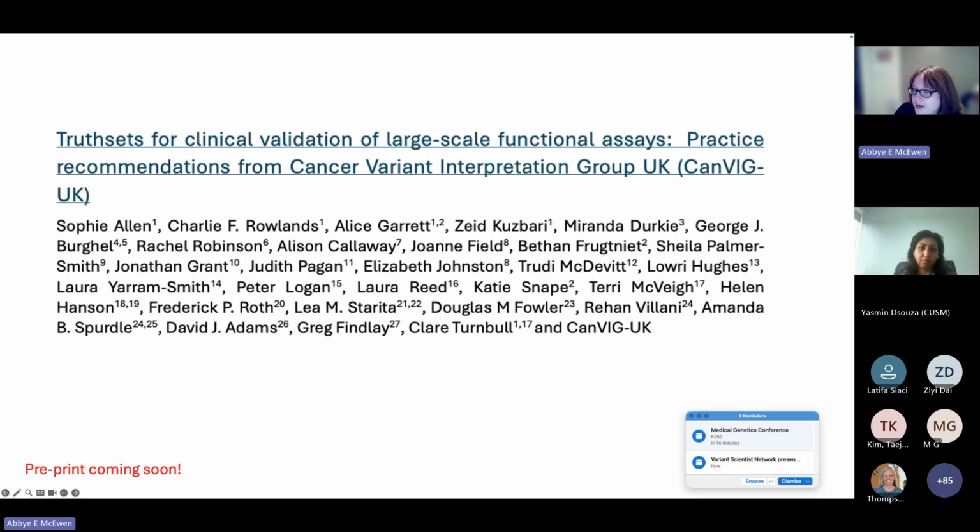So the next question is, how do I even decide what to use for those clinical control variants? So thus far, there's not been a lot of guidance on this. If your gene has a lot of variants, you're lucky, and you can default to using ClinVar controls. But the CanVIG group in the UK has currently been working to provide some guidance. So Claire Turnbull and Sophie Allen have kindly provided me a sneak peek at their draft, which is not out, but a preprint is coming soon. And I'm going to share with you a little bit about those details today.